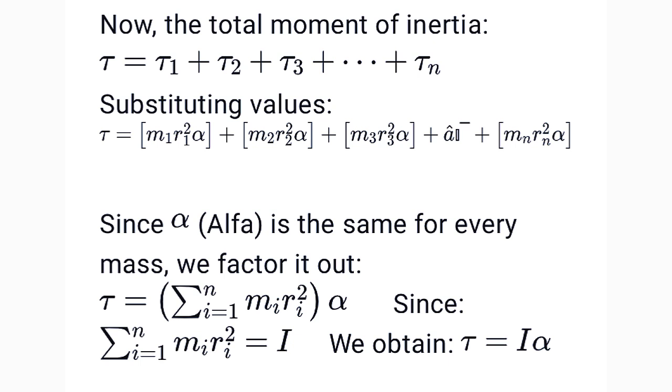Now, torque equals the summation from i equals 1 to n of mi ri² alpha. As the summation from i equals 1 to n of mi ri² equals moment of inertia, I, torque equals I alpha.